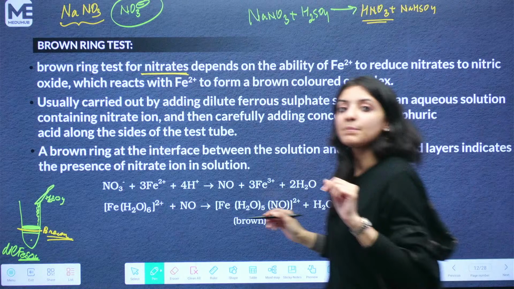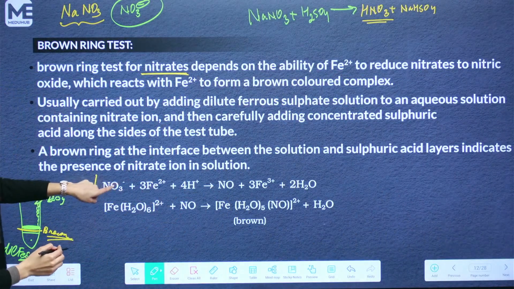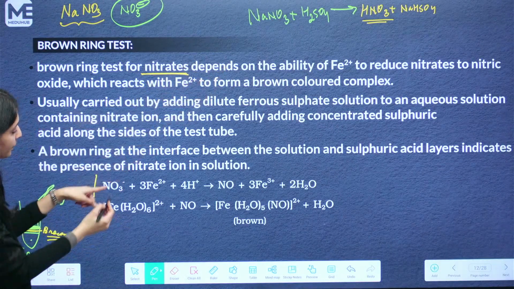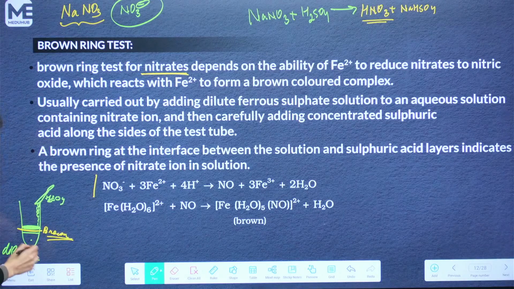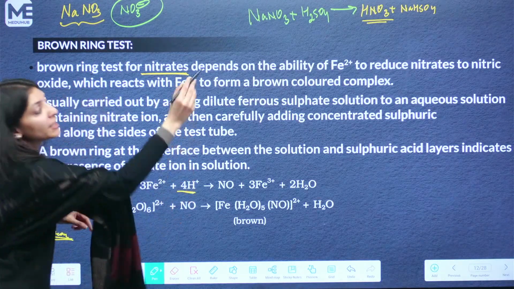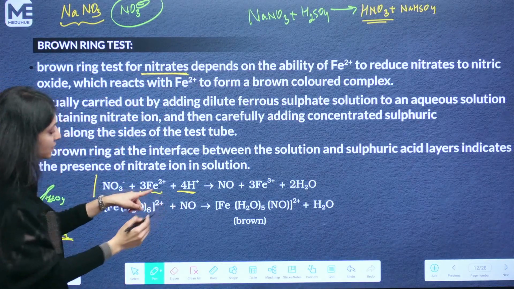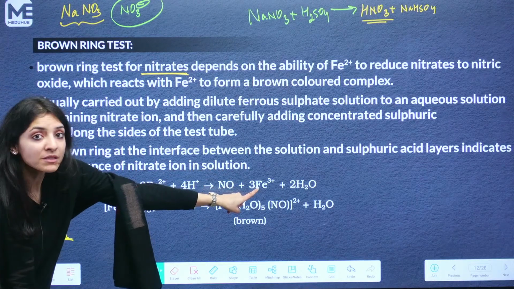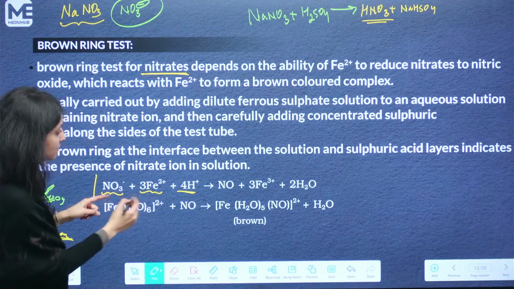अब सेकेंड स्टेप में लुक एट दिस रिएक्शन हियर. सो जो हमारा NO3 माइनस है, दिस इज फ्रॉम HNO3. Fe2 प्लस इज फ्रॉम द एक्वस सोल्यूशन ऑफ फेरस सल्फेट जो हमने ऐड किया हुआ था, और H प्लस इज फ्रॉम H2SO4. ये तीनों मिला के क्या करते हैं, Fe2 प्लस गेट्स ऑक्सीडाइज टू Fe3 प्लस एंड इट रिड्यूसेस NO3 माइनस टू NO.